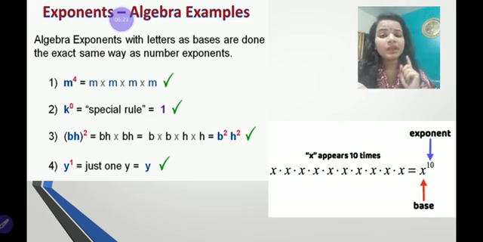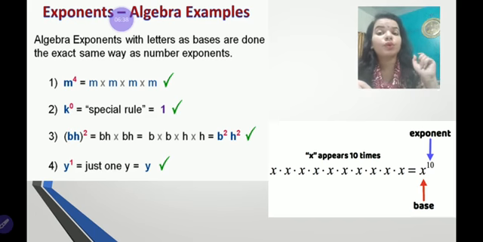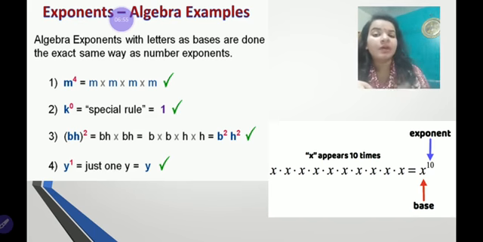Clear children? If you get the question like x to the power 4, represent it in the form of product. So this means you have to multiply x 4 times. x into x into x into x. Clear? So this is the product form. And if you get the opposite, if you get the question in product form like y into y into y into y into y, y is being multiplied 5 times. So how are you going to represent it? It will be y raised to the power 5.